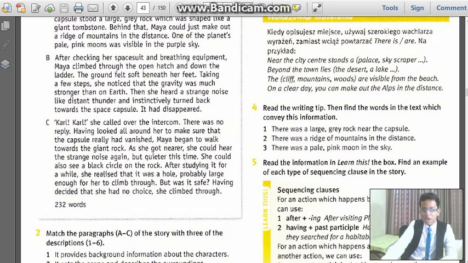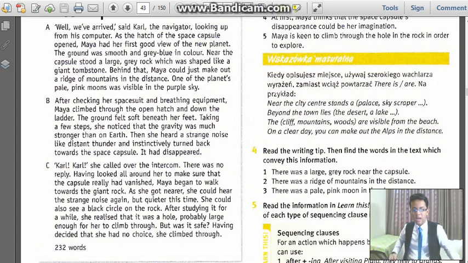Okay, so we have read the writing tip. Now the exercise number 4. They tell us to find the words in the text which convey this information. So these sentences are all in the writing. These are the ideas that are cut out, sentences 1 to 3. They are all written with 'there was', so it will be a little boring when reading those sentences, like 'there was a large gray rock near the capsule'. But in the writing, it has a different way to express the sentence.